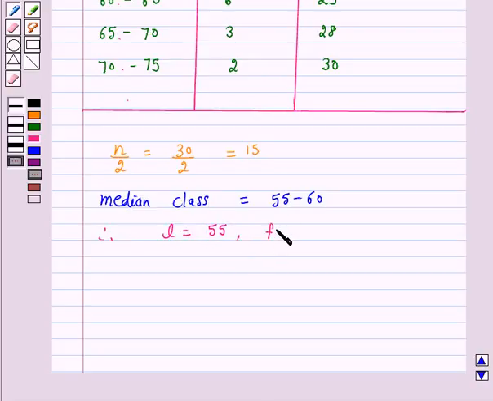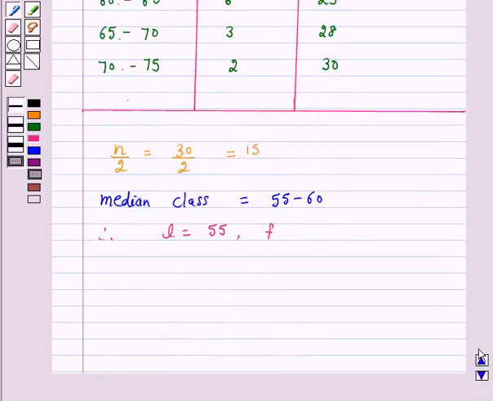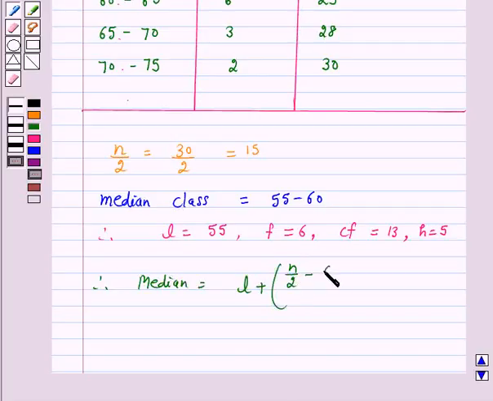Now we have L is equal to 55. The frequency of the median class, f, is 6, and the cumulative frequency of the class preceding the median class is 13. So f is 6, cf is 13, and h is equal to 5. Therefore, median is equal to L plus (n by 2 minus cf) upon f into h.